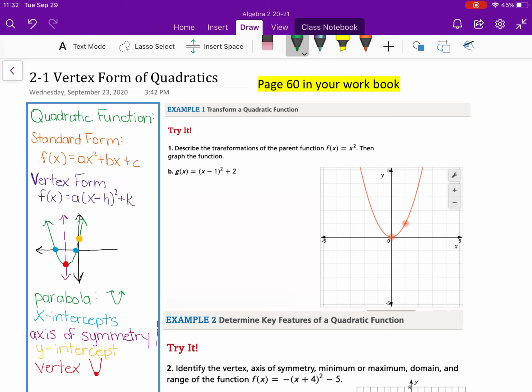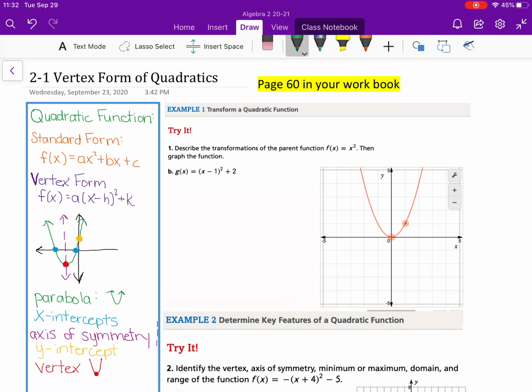With the start of a new unit, there's going to be some vocabulary we need to know. So if you want to hit pause right now to write down what I have written down on the left-hand side, this would be a great time to do that in your workbook. I have this set up as if it were your workbook, so hopefully you can do that as well.